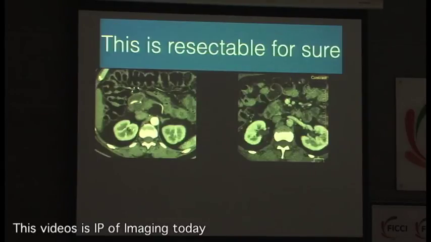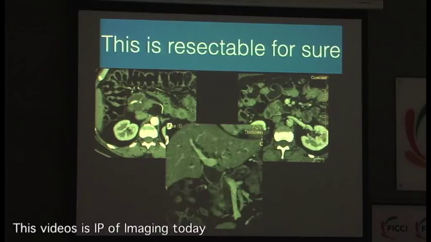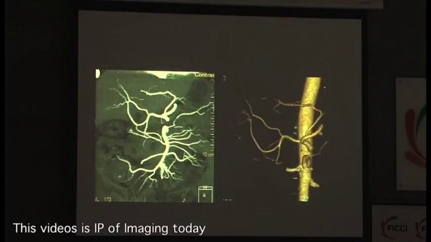That is one. Another patient. So this is again another resectable tumor. SMA is free, SMV is free. Some artery here, maybe, I don't know. Let's see. There is a vessel. That's a tumor. So what's happening? Look at the angio.